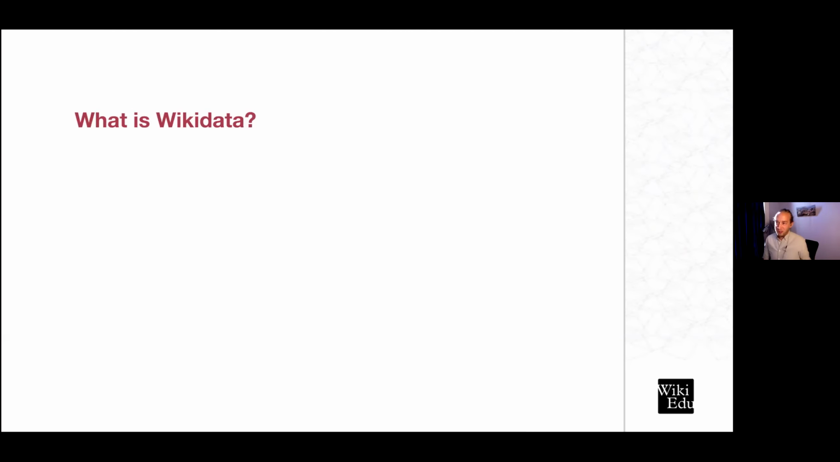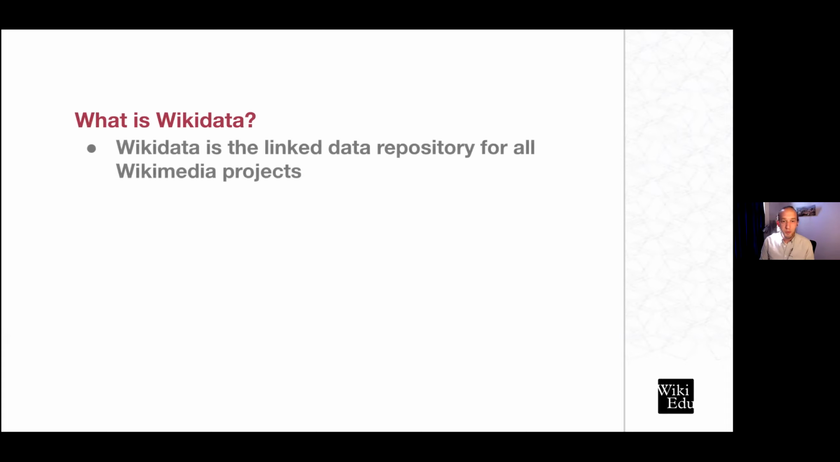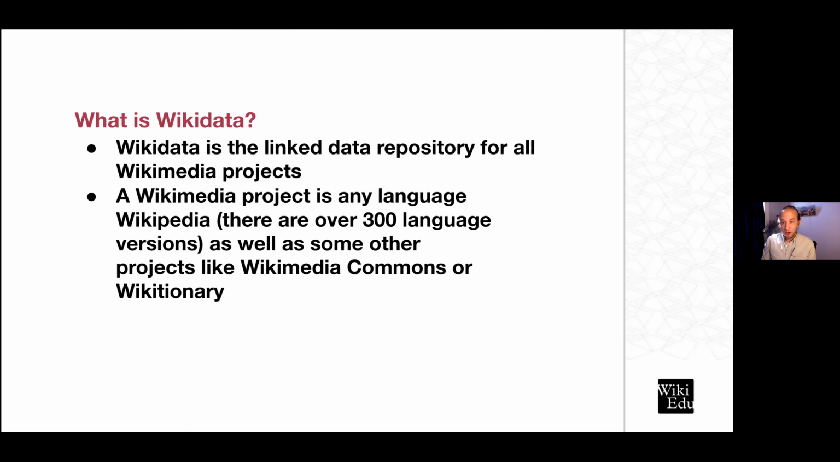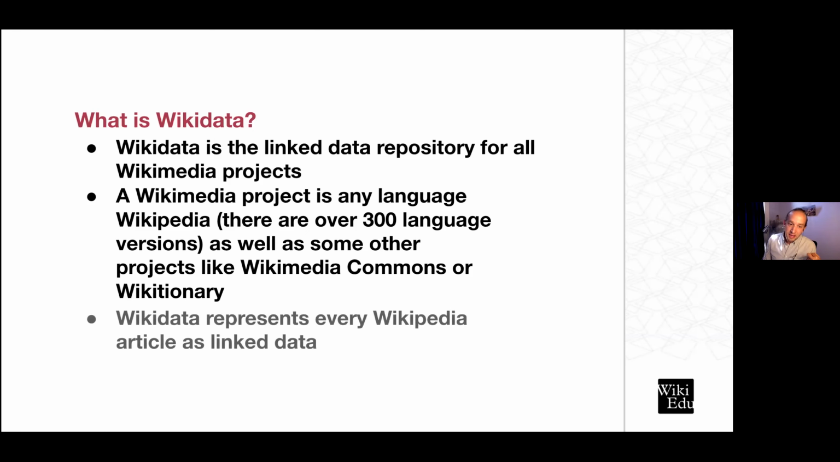So let's begin with what is Wikidata. You might have heard of it, you might not be familiar with it, but some quick background. Wikidata is a linked data repository for all Wikimedia projects. A Wikimedia project, you've probably heard of Wikipedia, but you might not know that there are 300 different language versions of Wikipedia, as well as some additional Wikimedia projects like Commons or Wiktionary. So a lot of different pieces of data floating around the internet are all united through Wikidata.